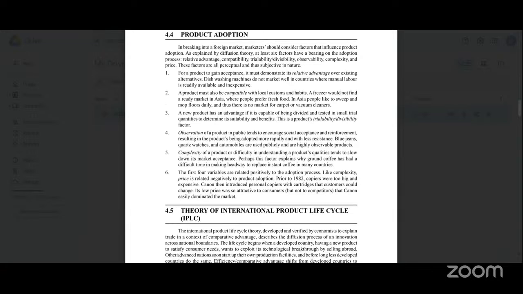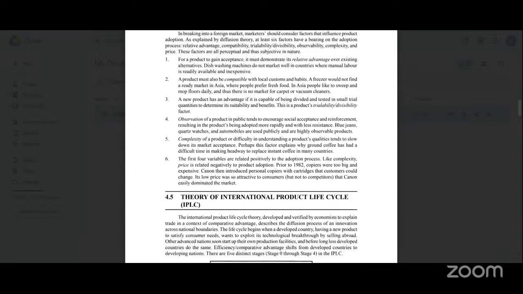The second factor that we need to consider is the compatibility. So, compatibility here is in terms of the local customs and habits. We are localizing a product to suit the local customer in a foreign market. So, a freezer would not find a ready market in Asia because we prefer fresh food. We were just talking about refrigerators, right? So, in Asia, people like to sweep and mop floors daily.